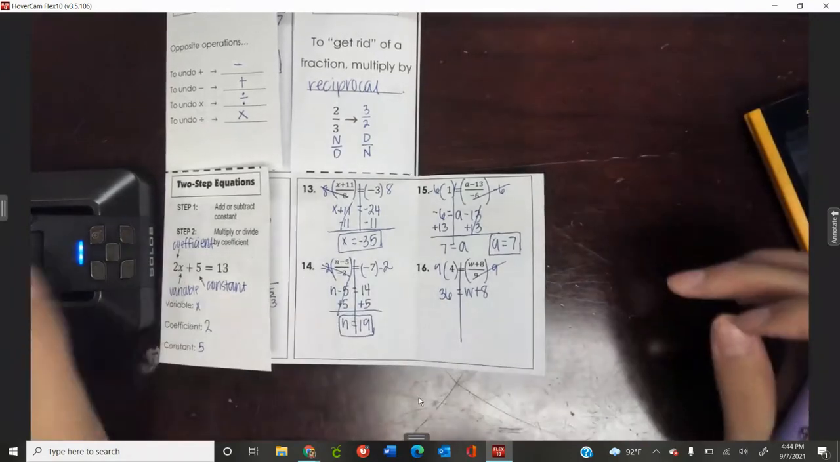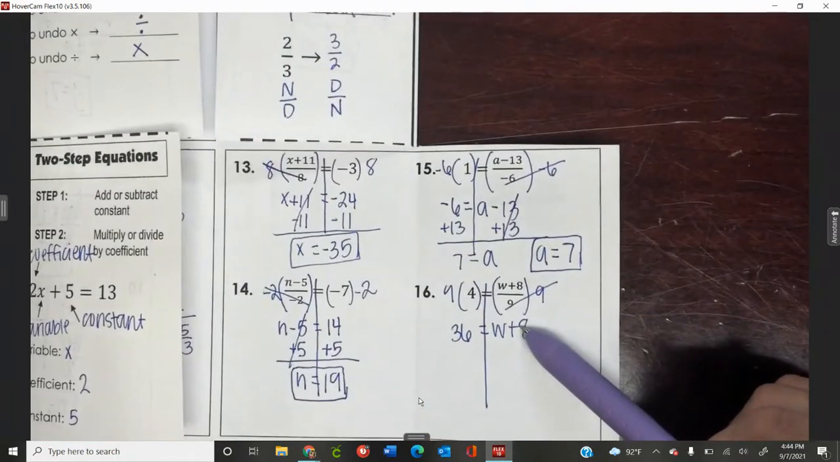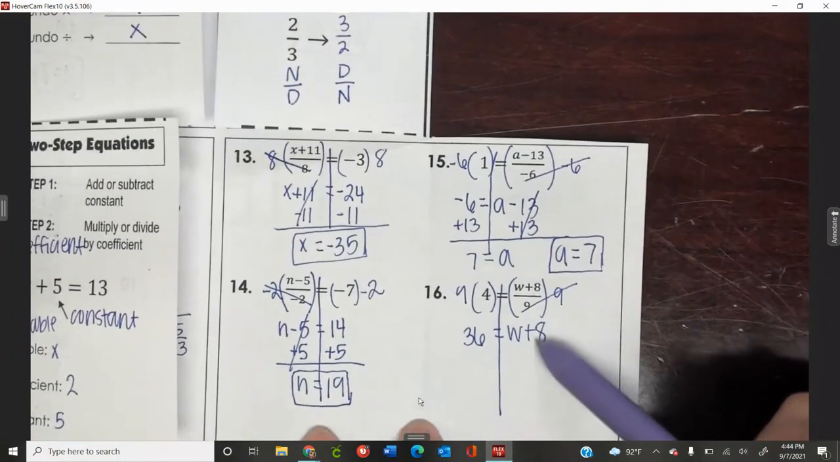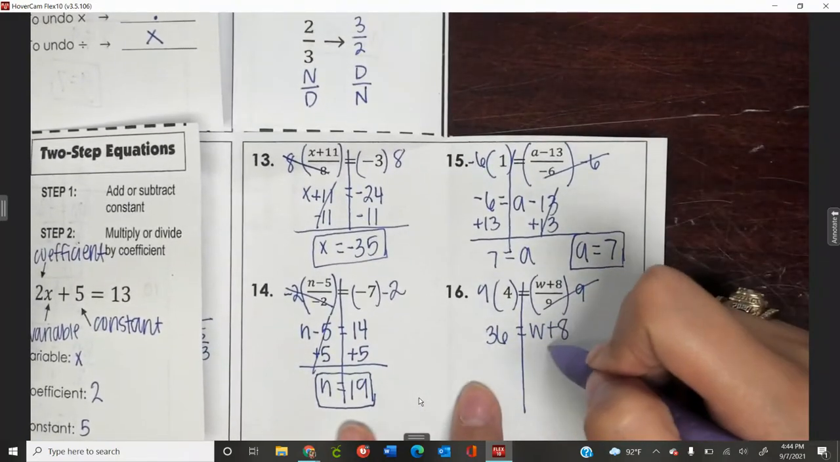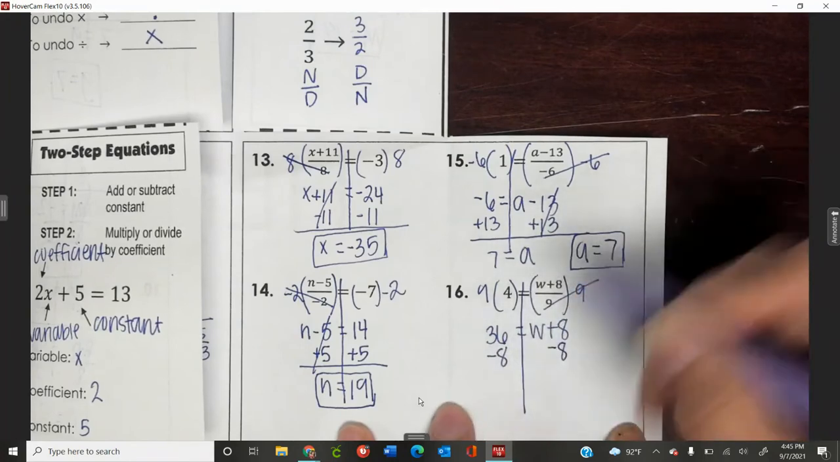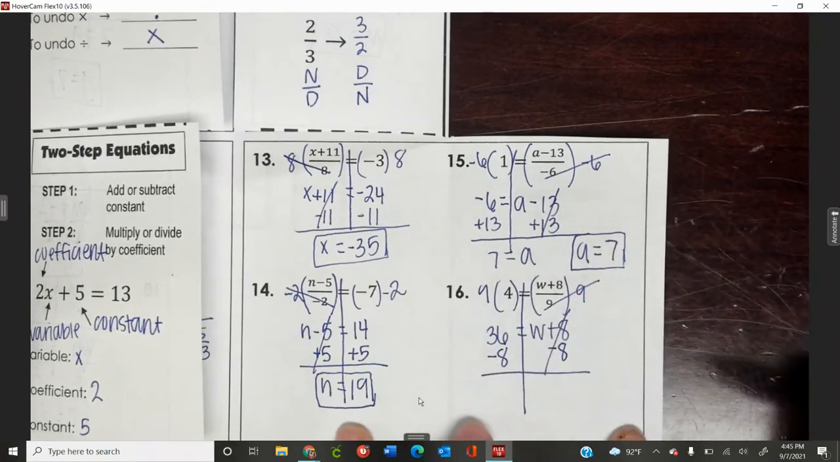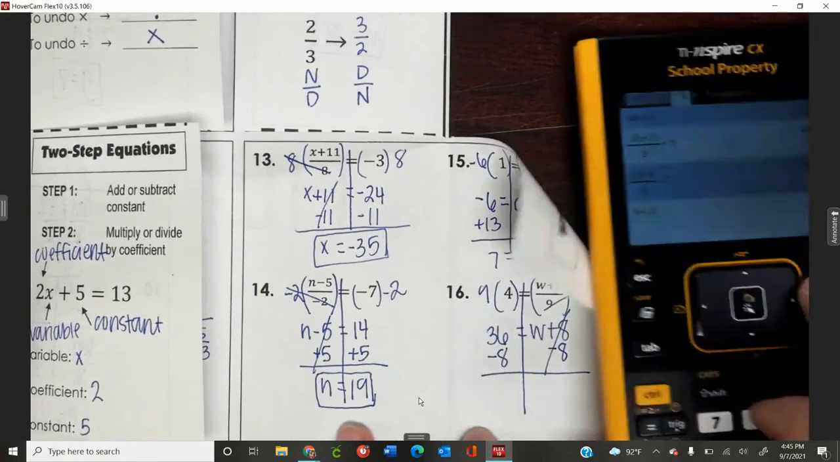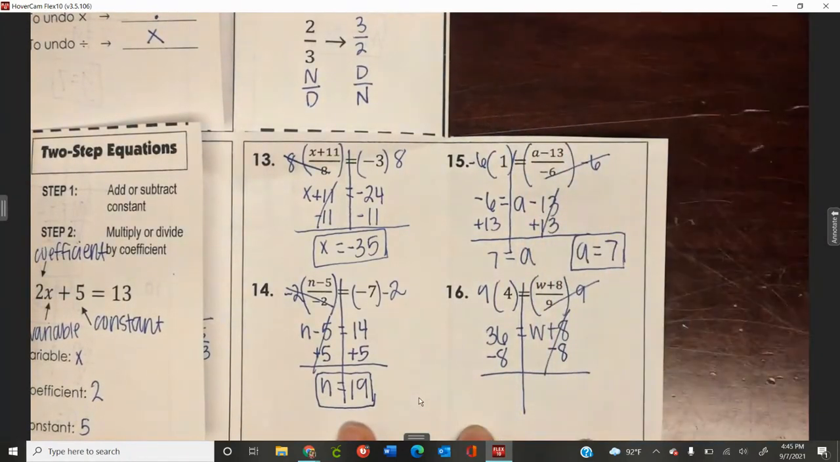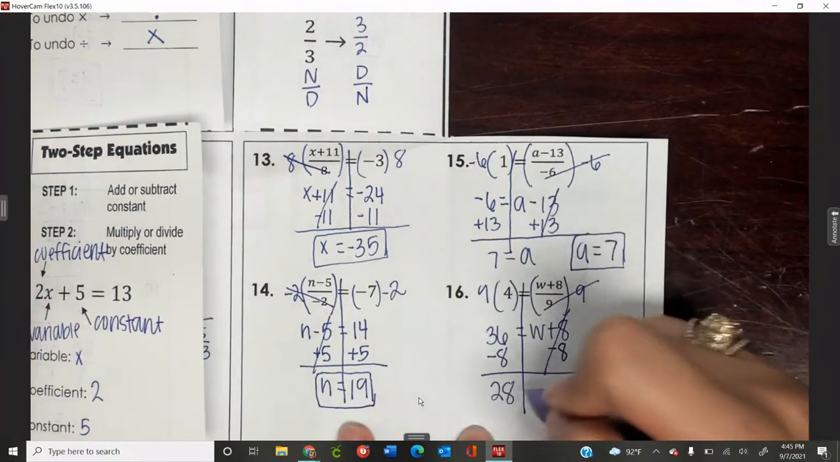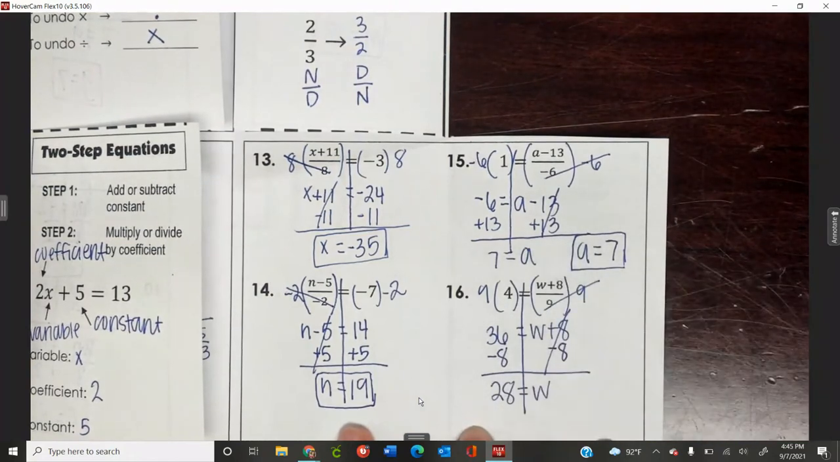So now we want to see what is being added or subtracted to our variable. So here we have 8, our constant, being added. So to cancel it out and move it over, we want to subtract this. And remember, what we do to one side, we have to do to the other. So 36 minus 8, you will get a positive 28. And here, 28 equals w.